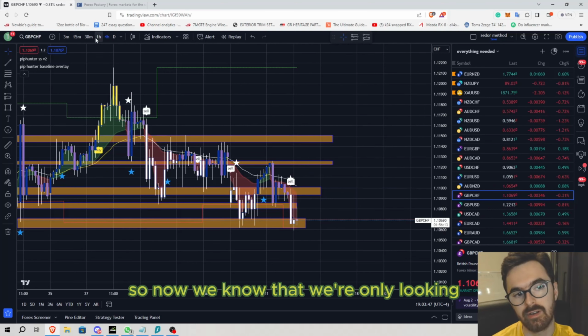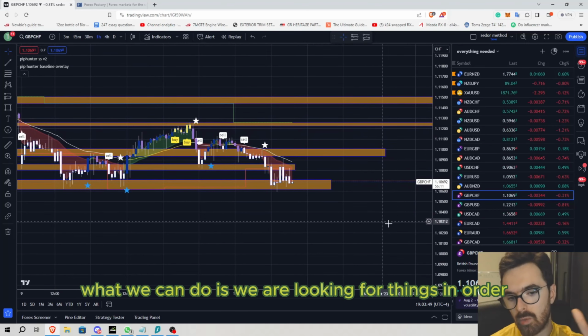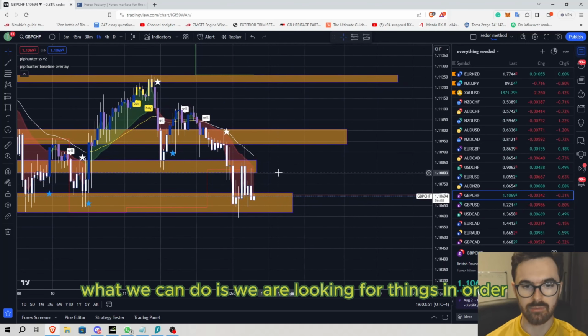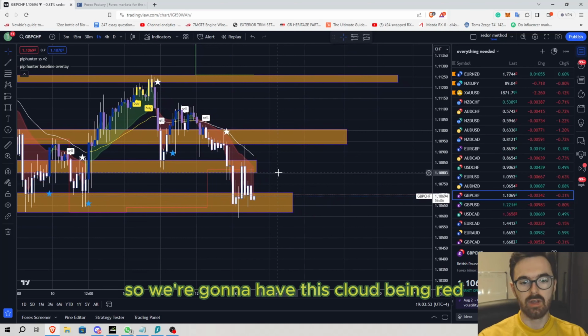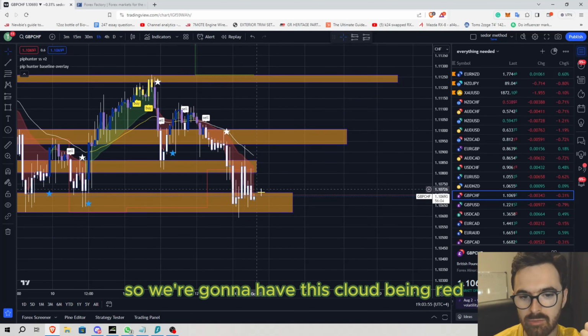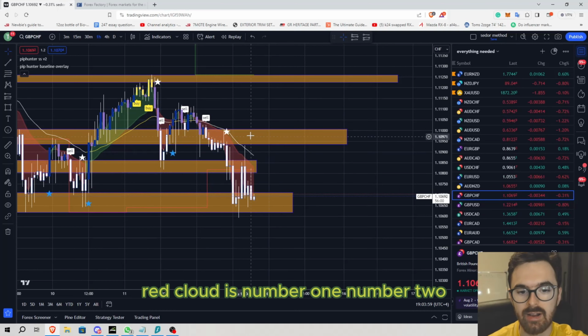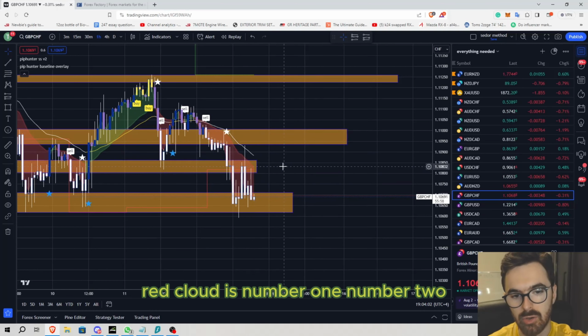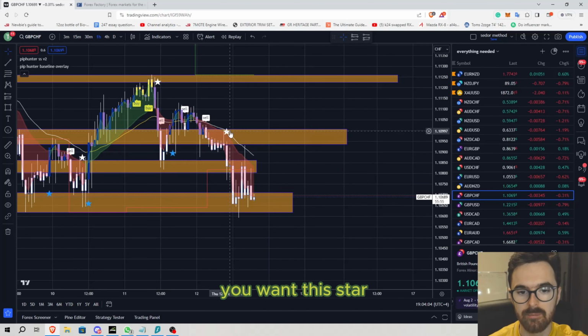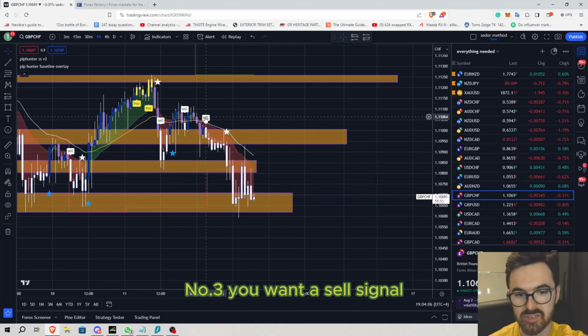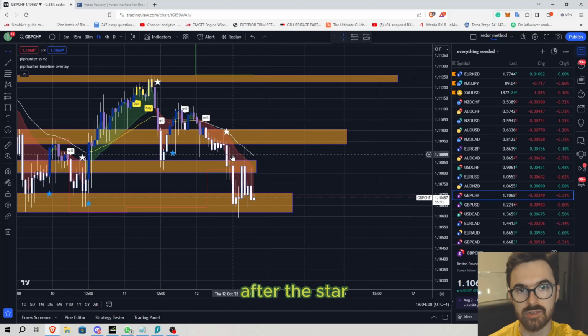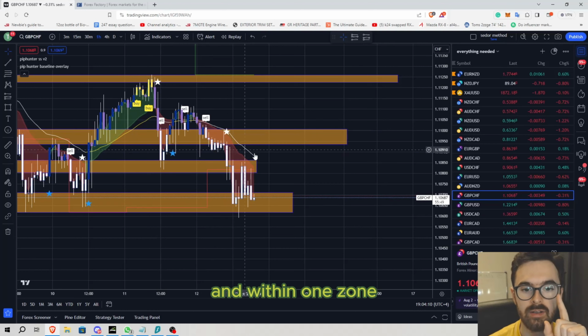So now we know that we're only looking for downwards moves. What we can do is we are looking for things in order. So we're going to have this cloud being red. We know we're only looking for downwards moves. So red cloud is number 1. Number 2, you want this star. Number 3, you want a sell signal after the star and within one zone.